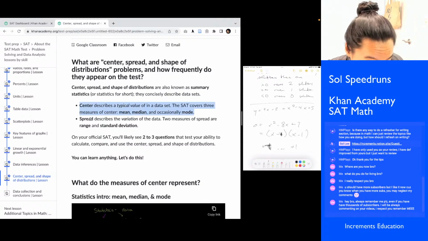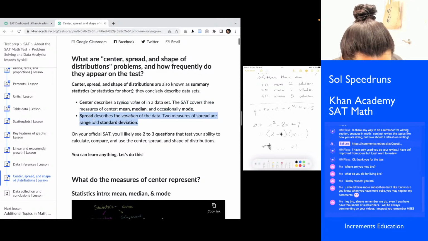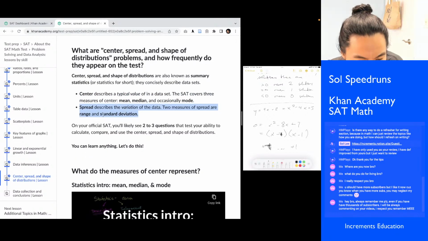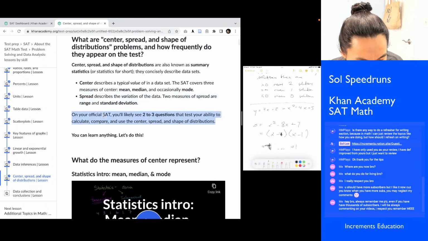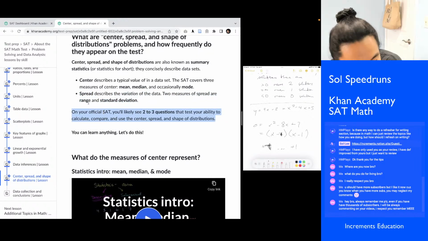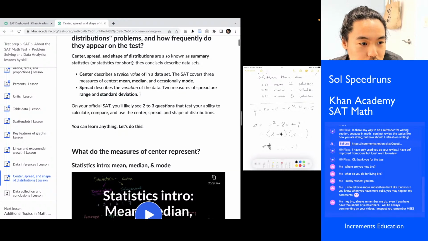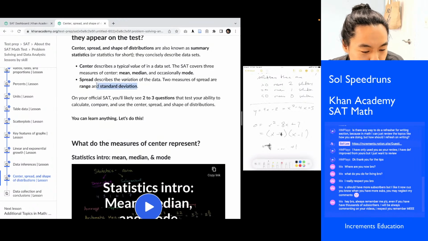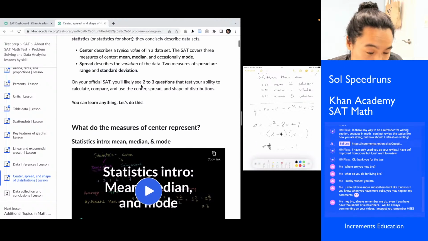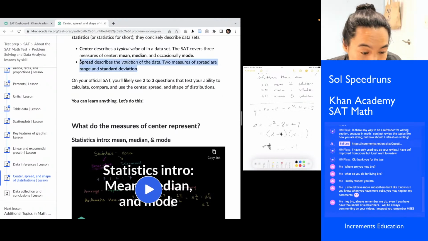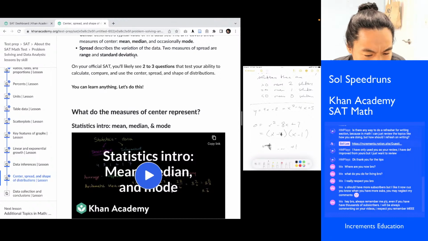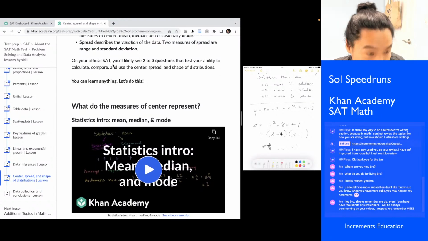Okay, I was right on with center. Spread means the standard deviation. Okay, range is easy, but standard deviation is something that I only know in a casual way, because we talk about standard deviation in business as well, but I don't know it in a technical way.